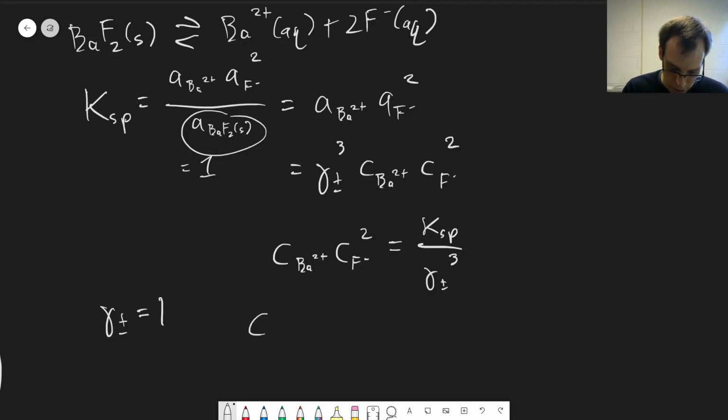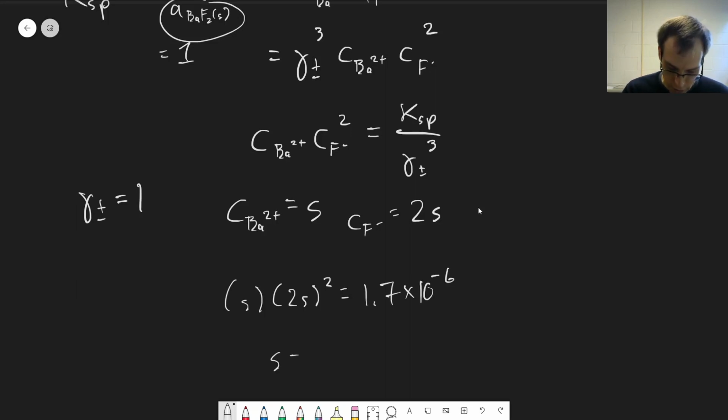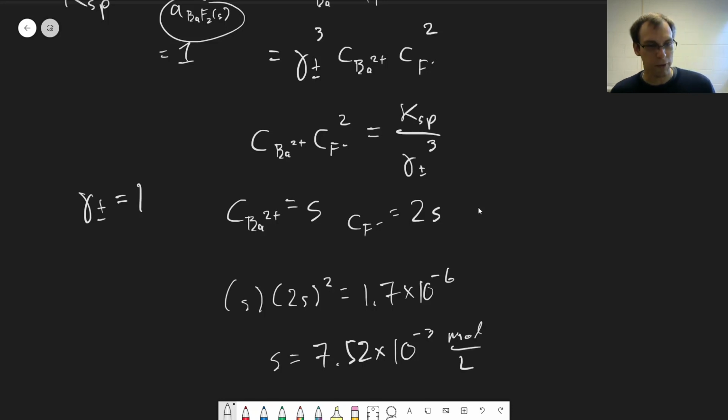And we know that the concentration of barium, if we call that S, the concentration of fluoride is equal to 2S, right? We get twice the number of ions. So we can then use this to solve our equilibrium. We'll get S times 2S squared is equal to KSP, which is 1.7 times 10 to the minus 6. And we get S is equal to 7.52 times 10 to the minus 3. And since all of this was in molarity, we get moles per liter for this.